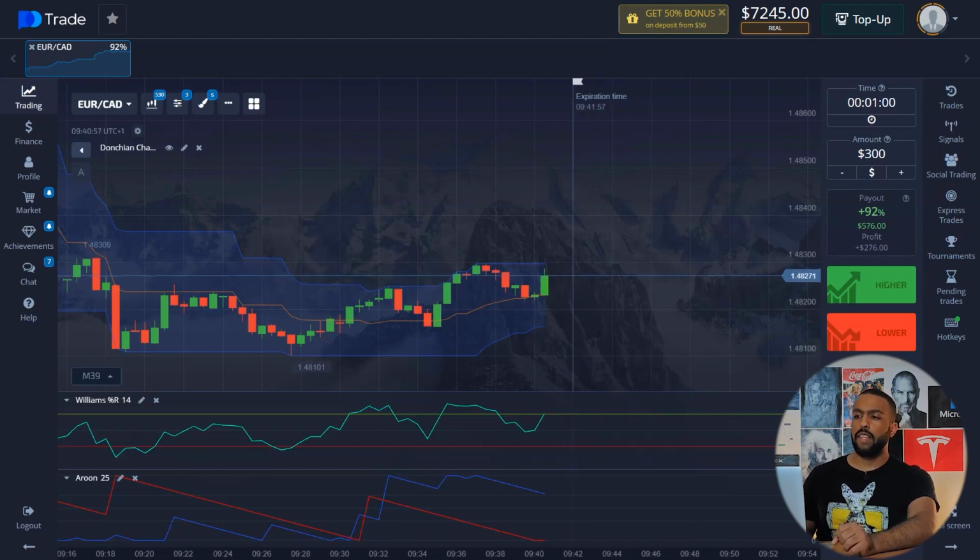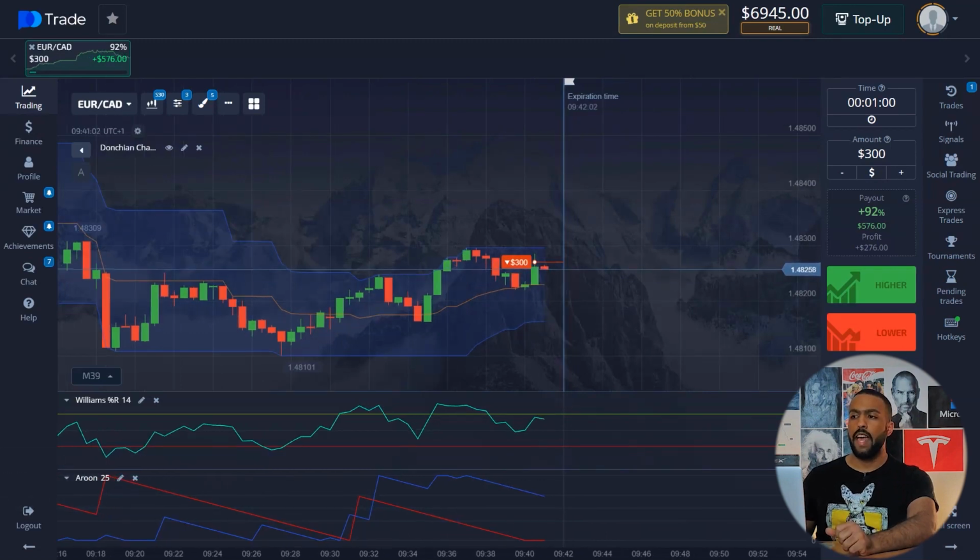And now I'll open a down trade for $300 for 1 minute. But this trade is not like my previous trades, as the indicator did not fully confirm it. As the price was growing, the Williams indicator line was also growing, which was a signal about a possible increase in price. And today, this indicator did not let me down, but despite this, I opened a down trade.